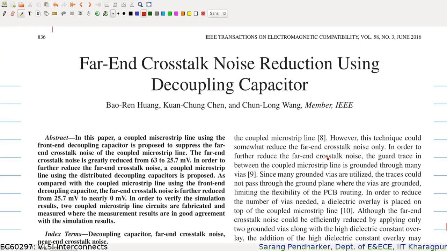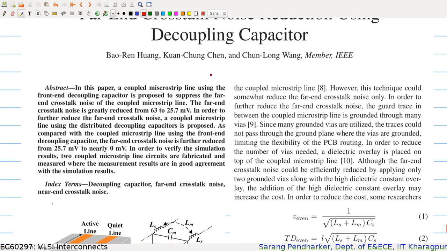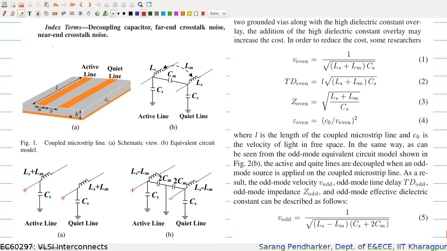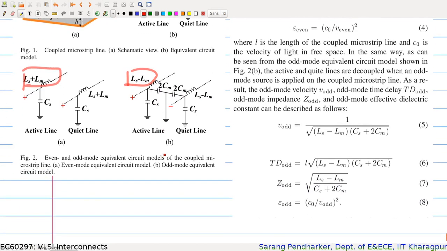And then there is one more recent paper. This is from 2016, and this talks about one of the ways to handle this coupling, or say to mitigate this crosstalk noise. So here they talk about putting a decoupling capacitor. They have these two lines. Again, you can see the familiar terms here, L plus Lm, L minus Lm, and then there is 2Cs, 2Cm, like this.